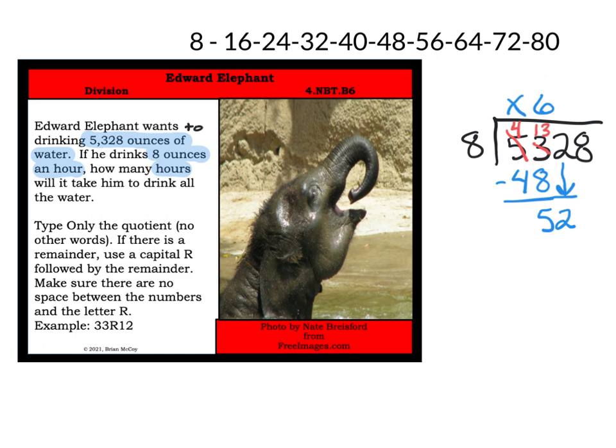Let's see how many times. 8, 16, 24, 32, 40, 48. 56 is too much, right? So we're going to come back here to 48, which means we're multiplying by 1, 2, 3, 4, 5, 6. Once again, 6, right? So we'll plug in that 6. And we're going to do that right there, 6. And now 6 times 8, once again, is 48.